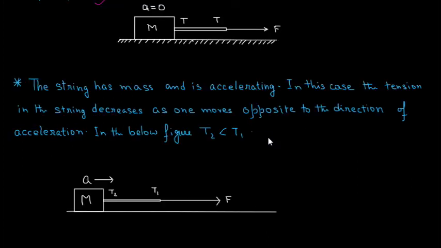So the string has a mass and is accelerating. In this case, the tension in the string decreases as one moves opposite to the direction of acceleration. In the below figure, T2 is less than T1.